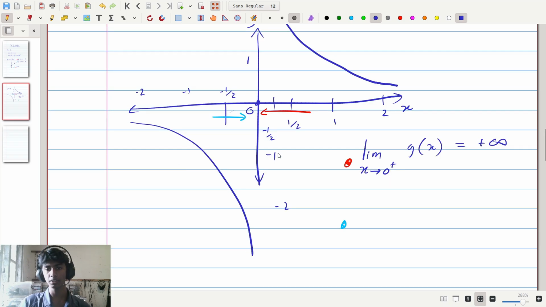How about the blue limit? Well, the blue limit is written as the limit as x approaches 0, but we are interested in going from the negative direction, so therefore we are going to have a negative sign here.